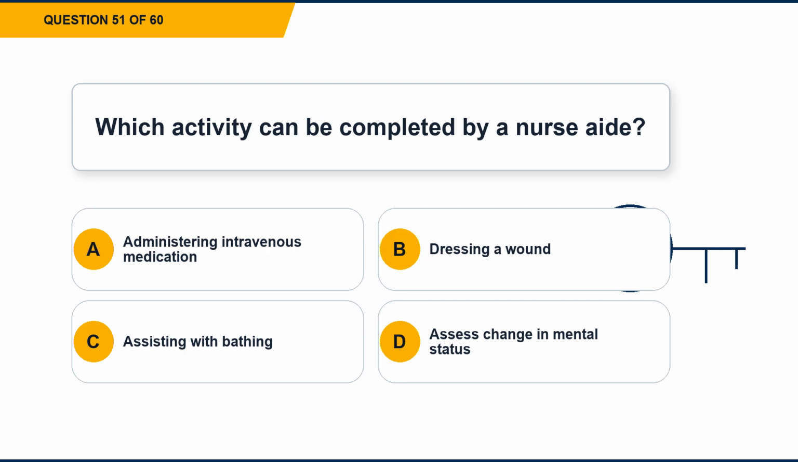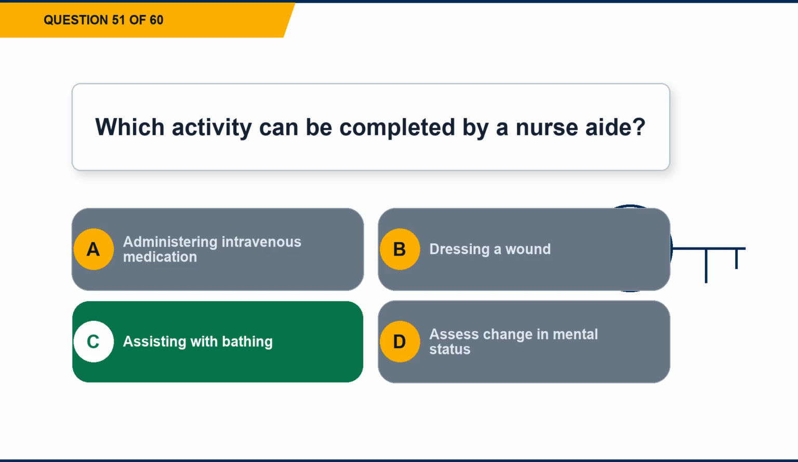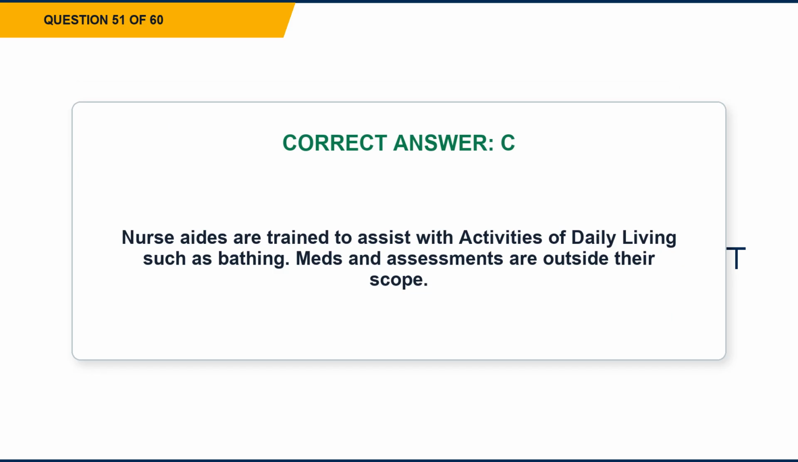Question 51. Which activity can be completed by a nurse aide? Option A, administering intravenous medication. Option B, dressing a wound. Option C, assisting with bathing. Option D, assess change in mental status. The correct answer is option C, assisting with bathing. Explanation. Nurse aides are trained to assist with activities of daily living such as bathing. Meds and assessments are outside their scope.